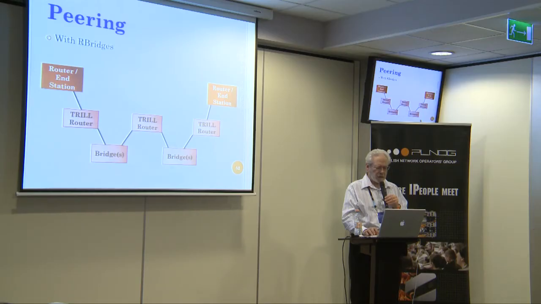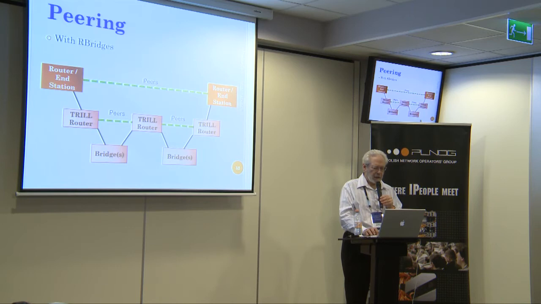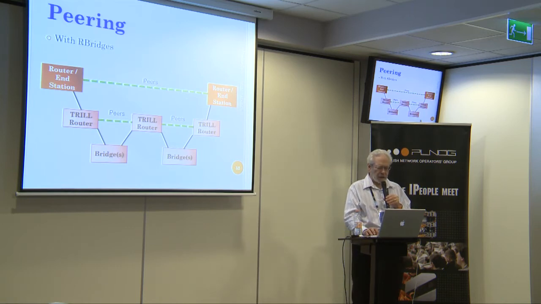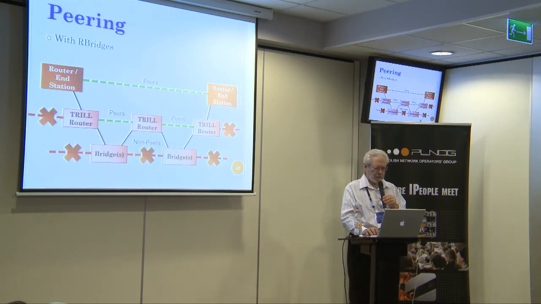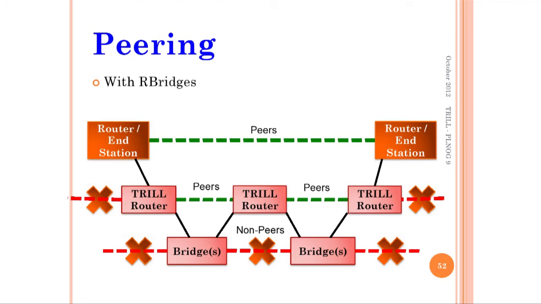So this is what the situation is with Trill routers. Trill routers can peer through bridges, and the bridges look kind of transparent. A bridge LAN just looks like a multi-access Ethernet link to Trill, but they can't peer through routers. So that was the section that I didn't get to cover. So this is the end of part one.